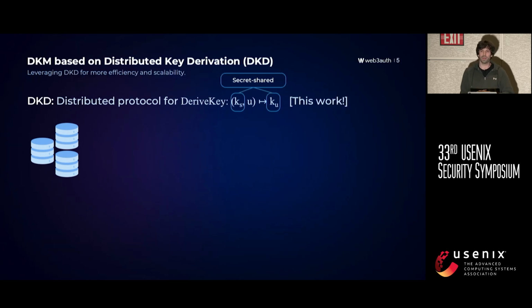So one way that you can improve upon this is using a distributed key derivation protocol. So the idea is that you have a fixed master secret key, just as in a normal key derivation function, but now this master secret key, KS, is shared among the servers. The user identifier U is a public input to this key derivation function. And in the distributed protocol, the servers derive the user secret key KU. Again, the output is secret shared.